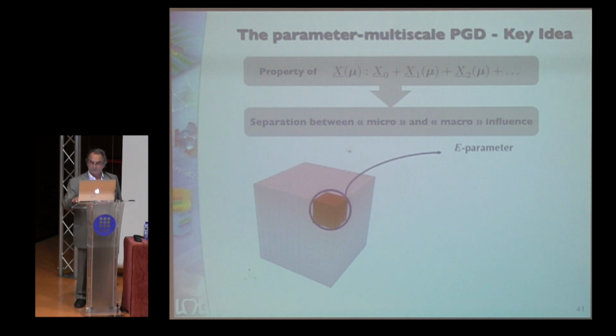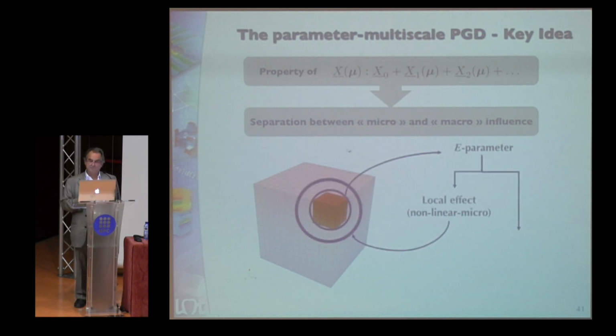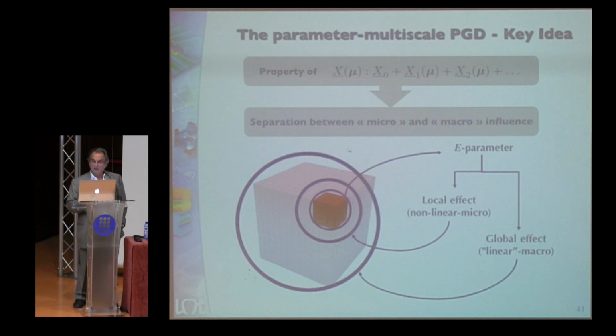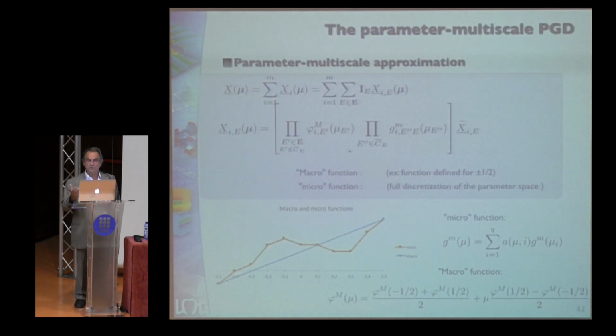You have here the E parameter. The influence of this E parameter, locally, over this neighborhood of E is non-linear, and here you need a macro description of the parameter. Outside this interval, a linear description is enough, and so a macro description is enough. It's what we propose in the parameter multiscale approximation.